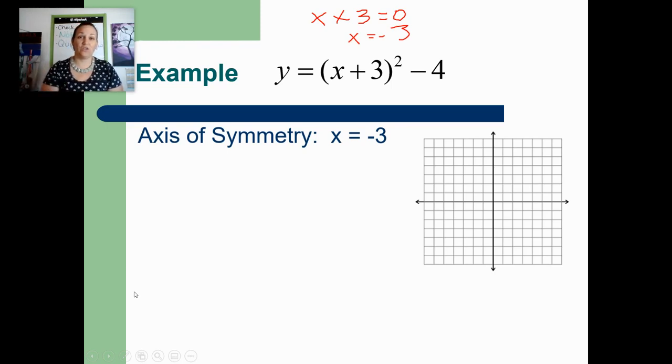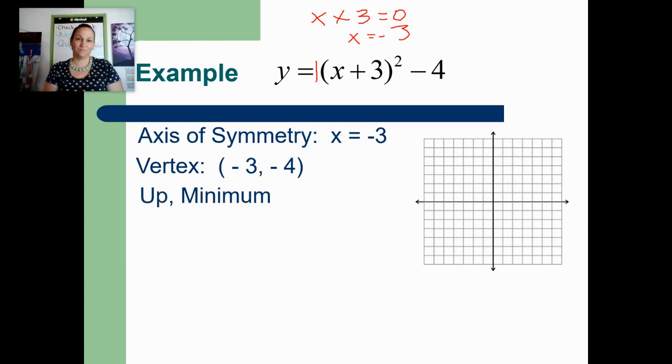That negative 3 is also used in the vertex, and then the other number for the vertex is just this number at the end of the problem, the negative 4. Negative 3, negative 4. In this problem, my letter A in front of my parentheses is the number 1, since there was no number there. And since that's positive, it's going to be opening up and have a minimum. My domain is all real numbers. My range, since it's opening up, is greater than or equal to, and then we take the negative 4 from the vertex.